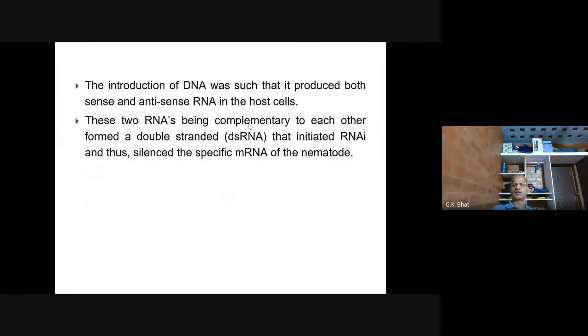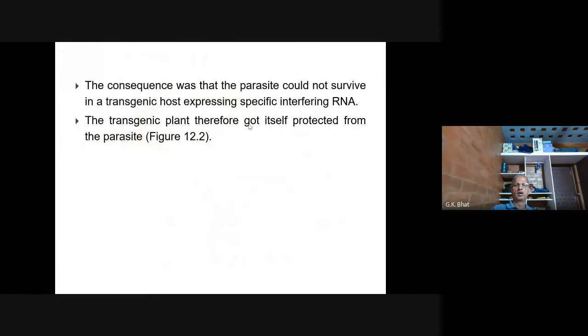The introduction of DNA was such that it produced both sense and antisense RNA in the host cell. These two RNAs, being complementary to each other, formed a double-stranded RNA that initiated RNAi and thus silenced the specific mRNA of the nematode. So the nematode mRNA cannot function anymore, and there is no production of protein by the nematode. This is what I already showed you. The consequence is that the parasite could not survive in a transgenic host expressing specific interfering RNA, because we have introduced this RNA in the transgenic host. This RNA binds to the parasitic RNA, making the parasite die. The transgenic plant therefore got itself protected from the parasite.